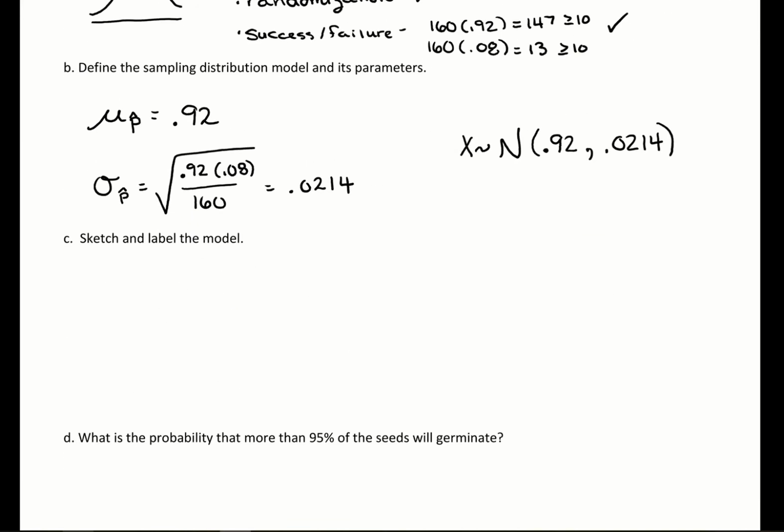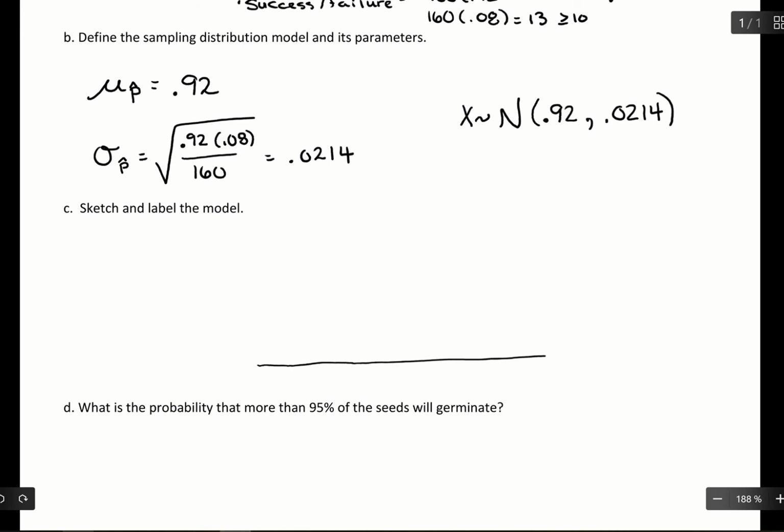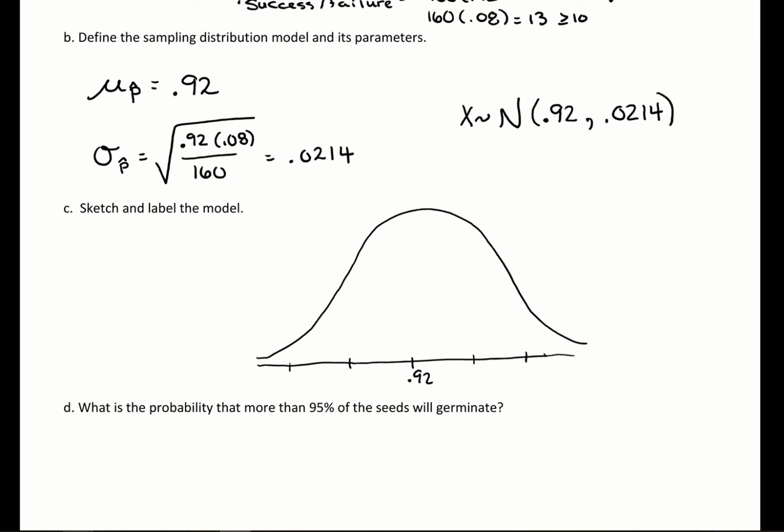So sketch and label a model. There we'll be taking a bell-shaped curve. We'll put 0.92 in the middle, and then let's go 2 standard deviations above and 2 standard deviations below. If we take 0.92 plus 0.0214, we get 0.9414. If we add 0.0214 again, 0.9628. And then if we take away our standard deviation, we'll see on the number line 0.8986, and take away another standard deviation, 0.8772.